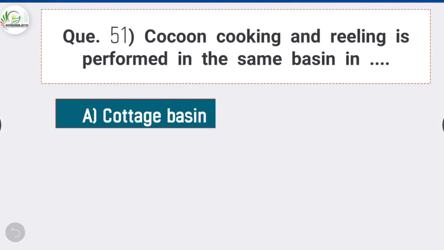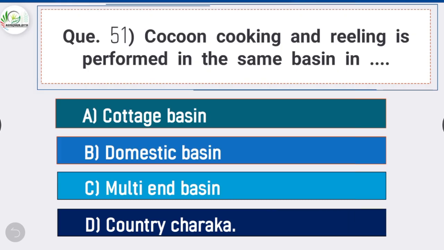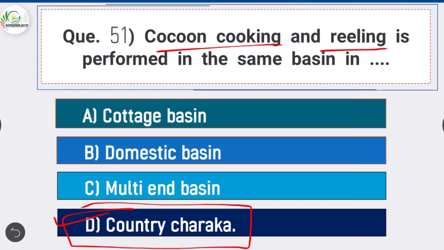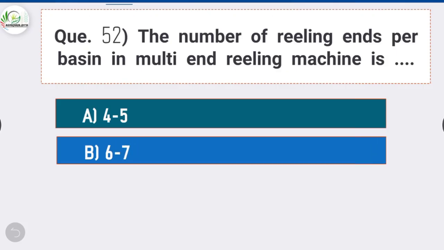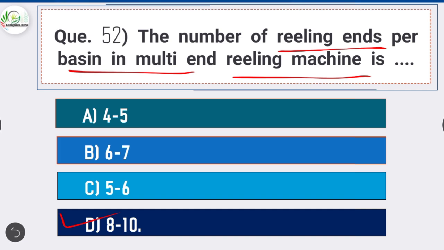Question number 51. Cocoon cooking and reeling is performed in the same basin in, option D is the correct answer, country charka. Cocoon cooking and reeling is performed in the same basin in country charka. Question number 52. The number of reeling ends per basin in multi-end reeling machine is, and the correct answer is 8 to 10. The number of reeling ends per basin in multi-end reeling machine is 8 to 10.